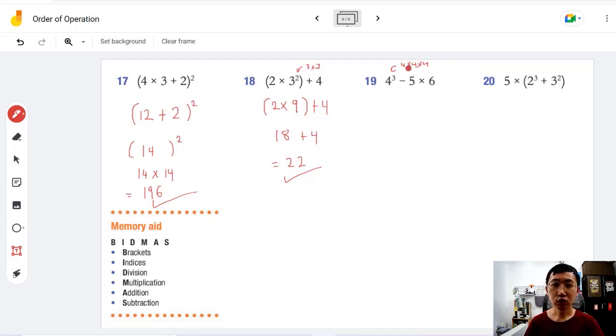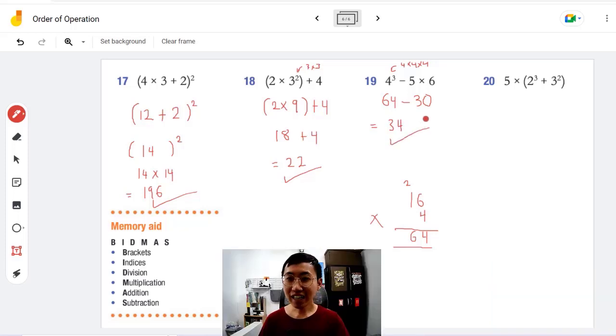So 4 times 4 is actually 16, times another 4. I pretend I do not know how to do it, I do it manually. 6 times 4 is going to be 24. 1 times 4 is 4, plus 2, 6. Sorry, said it wrongly, 64. So this is going to be 64 minus, copy back. Teacher needs to solve 5 times 6 now, that's 30 right there. Then you can solve 64 minus 30, that is going to be 34. So that's number 19. One last one to go.